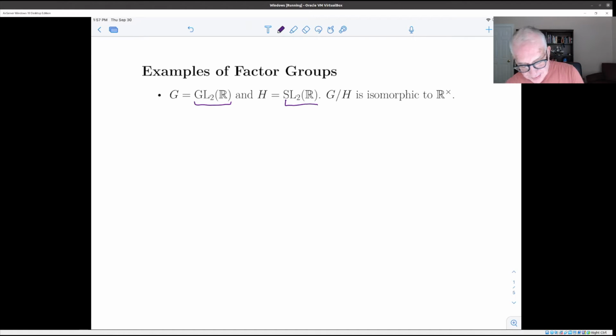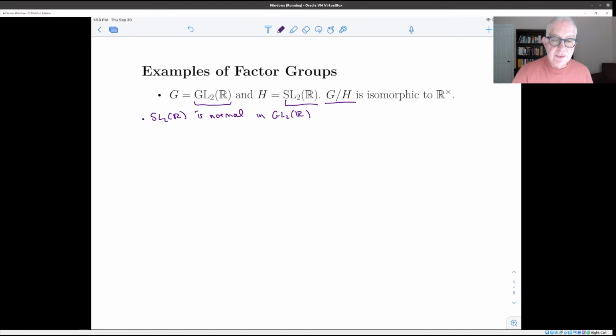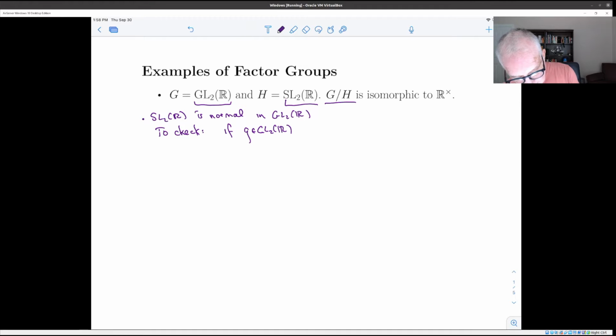The first thing to observe, and I think we've observed it before, but it's good to check, is that SL2R is a normal subgroup in GL2R. That's important because if we're going to make a factor group G mod H, we have to start with a normal subgroup, not just any subgroup. And to check that, we need to know that if g is any element in GL2R, we need to know that when you conjugate, you get H back.